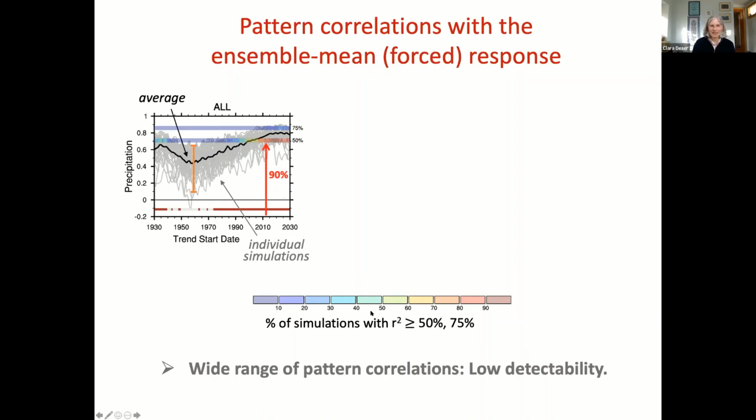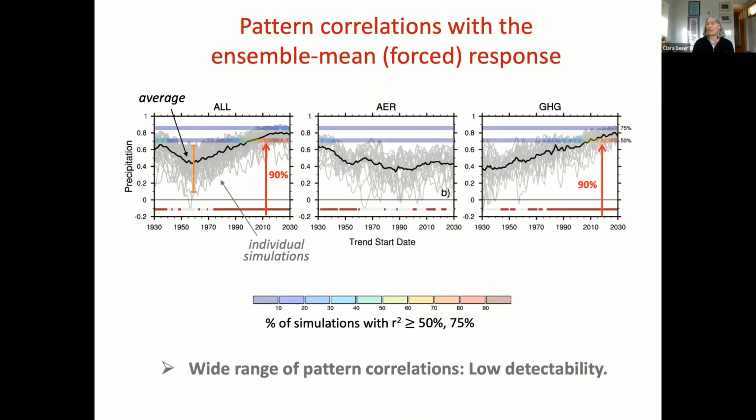In fact, this colored bar here is showing you the percentage of the simulations with an R-squared pattern correlation of either 50% or 75%. And if we use this 50% R-squared value, you have to wait until trends starting around now, or maybe 5 years ago, when 90% of the members actually exceed that pattern correlation. And then we can look at the same thing for just the individual simulations within the aerosol ensemble or the greenhouse gas ensemble. And you can see it's even more difficult to find that pattern in any individual simulation in the aerosol ensemble. And then the greenhouse gas ensemble, again, very difficult to see that.